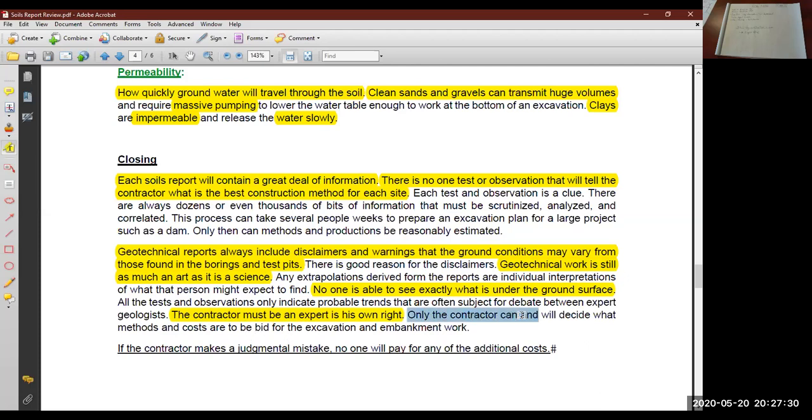It's up to you as the contractor to decide what methods and costs you're going to include in your bid for any earthworks or embankment work. I don't want to scare you, but if a contractor makes a judgment error in their estimate, nobody's going to pay you for your additional costs.